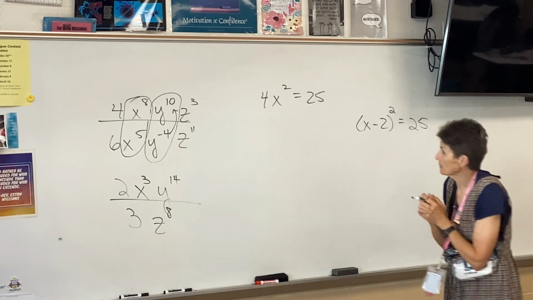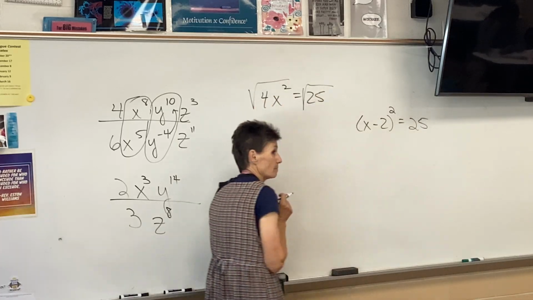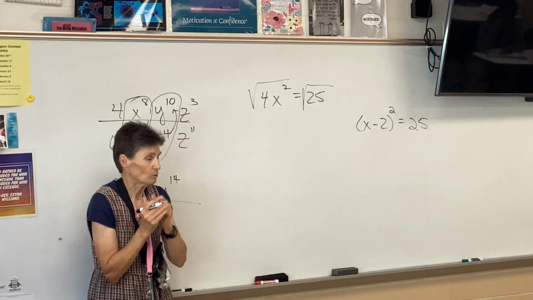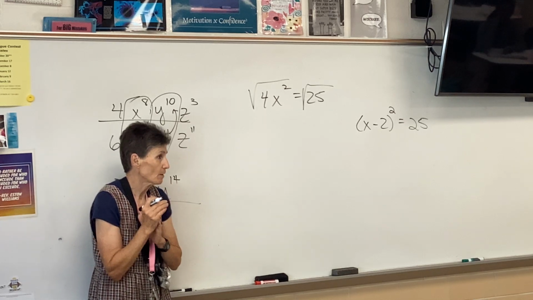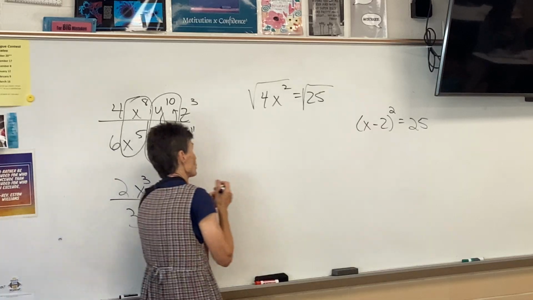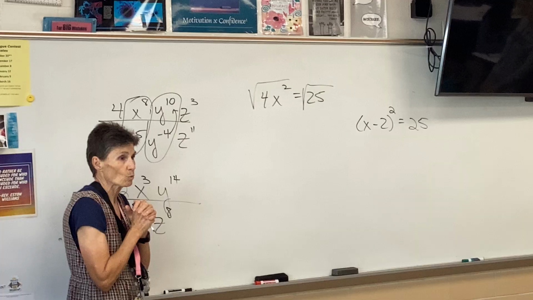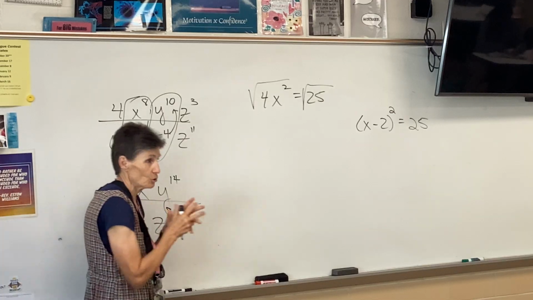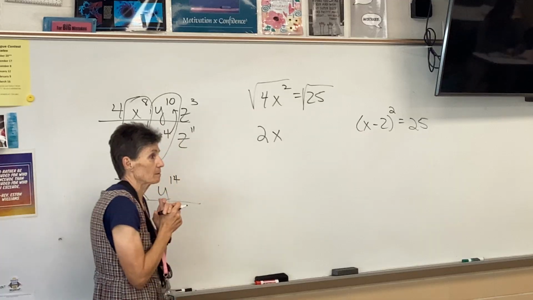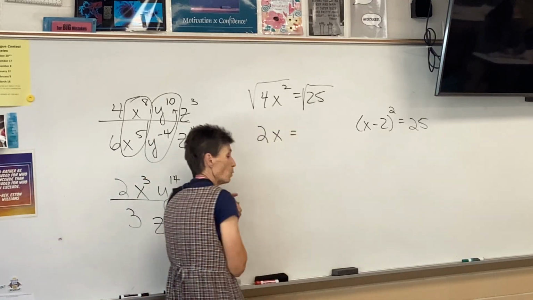So I'm going to take the square root of both sides. Perfectly legal move. What is the square root of 4x squared? 2x. Everybody good with that? 2x. And what is the square root of 25? 5.